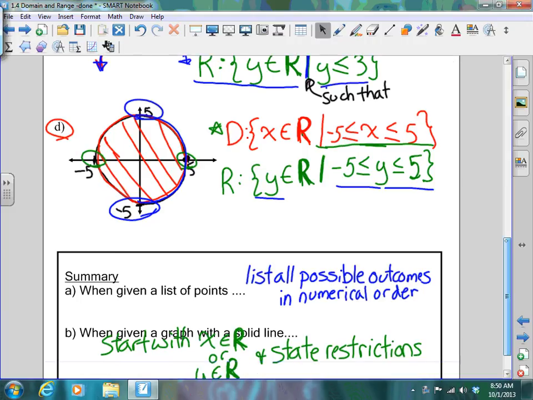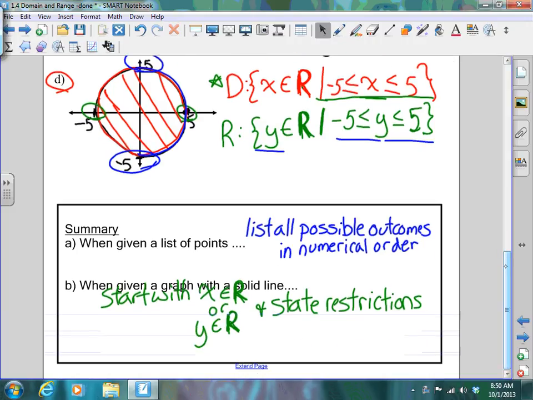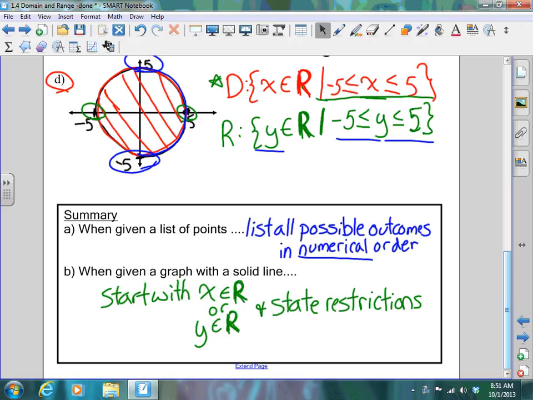In summary, ladies and gentlemen, to finish up here: when given a list of points, you list all the possible outcomes in numerical order. When given a solid line or a graph, you start with x belongs to a set of real numbers, or y belongs to a set of real numbers, and then you state the restrictions.